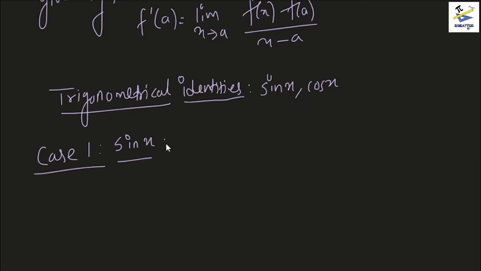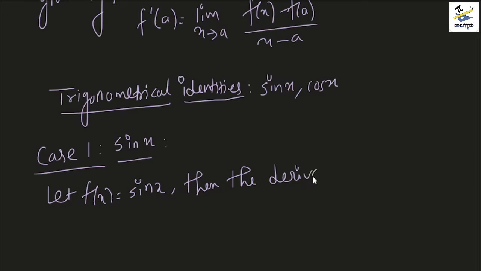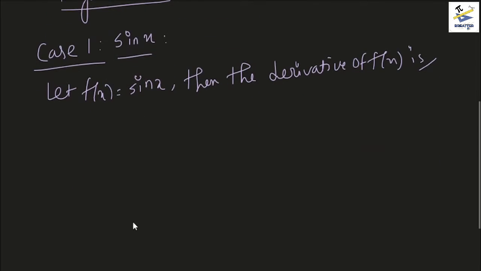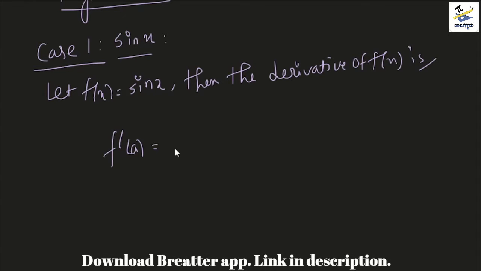So sin x, let f of x equals to sin x, then the derivative of f of x is, so now we try to find the derivative using first principles, and it won't be that much hard because as we have already encountered this kind of problems before, we shall be accustomed by now to how to approach this kind of problems and how to solve the particular limit.